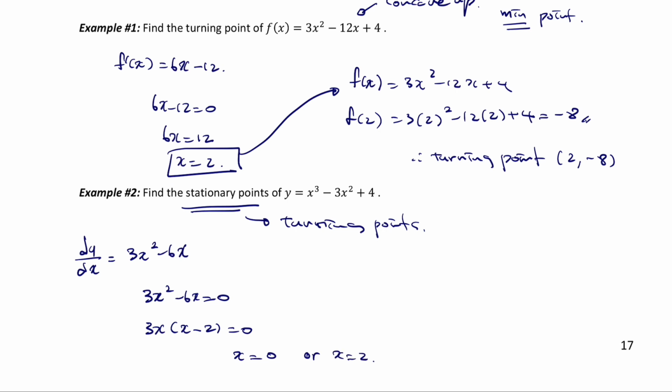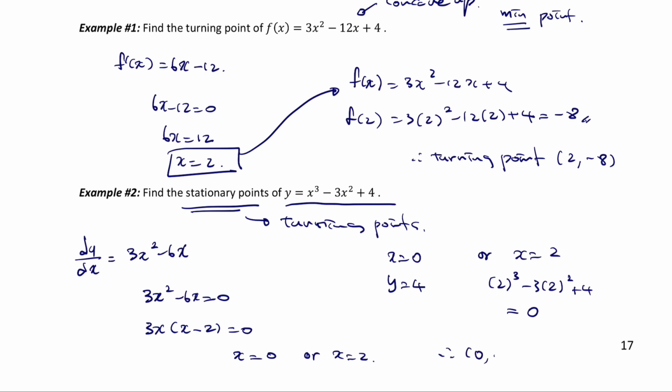Then we need to find the corresponding y values, right? So we need to substitute these values back into the original equation, y equals x cubed minus 3x squared plus 4. When x is equal to 0, we get y equals 4. And when x is equal to 2, we get 2 to the power of 3 minus 3 times 2 squared plus 4, and this value equals 0. So we get the stationary points of (0, 4) or (2, 0).